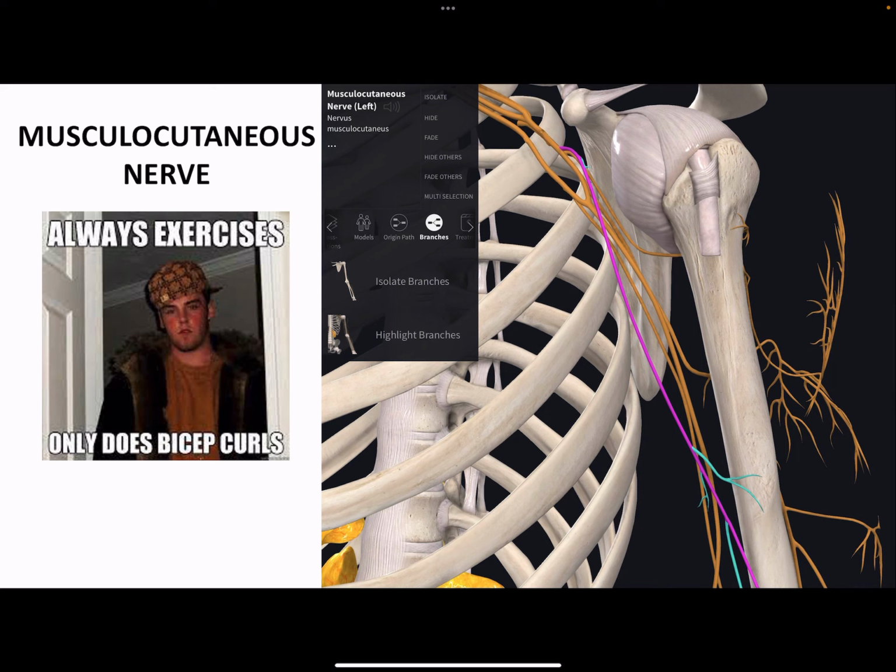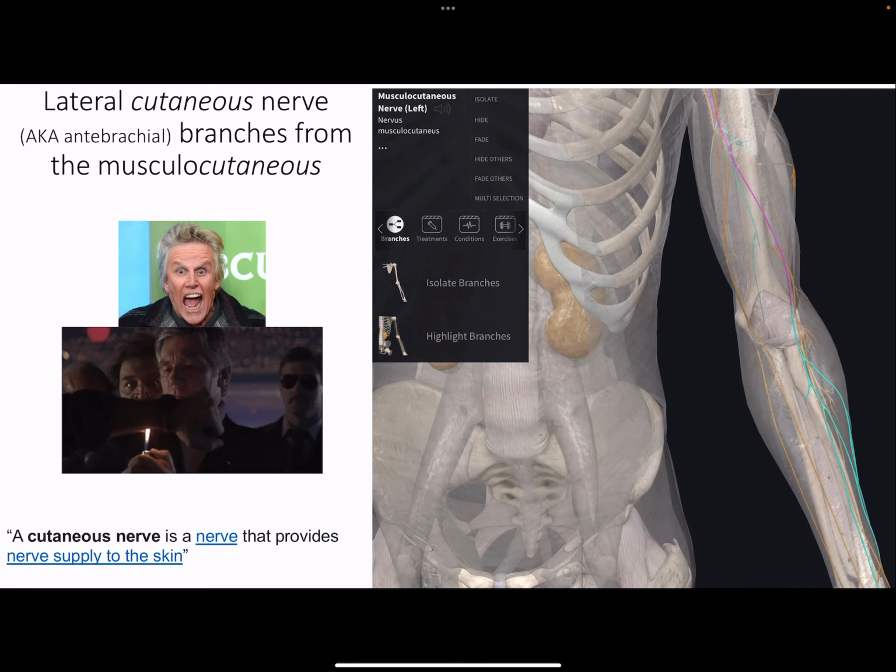Coracobrachialis, which does adduction, no one cares about that. Just remember that the biceps and the brachialis, yes, they do bicep curls and elbow flexion, but the biceps also is a supinator. Remember that. The musculocutaneous, the word cutaneous is in there, and it births an important branch, which is the lateral cutaneous nerve, also known as the antebrachial nerve.